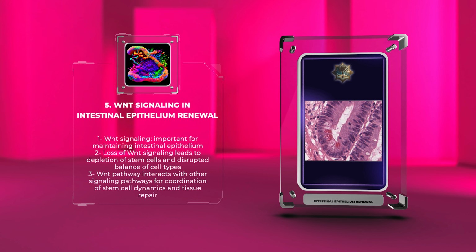Another important signaling pathway involved in intestinal epithelial homeostasis is the Notch pathway. Notch signaling regulates cell fate decisions by promoting the differentiation of secretory cells such as goblet cells and enteroendocrine cells while inhibiting the enterocyte lineage. Disruptions in Notch signaling can lead to altered cell differentiation and the development of intestinal disorders.